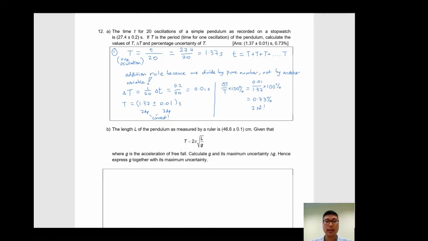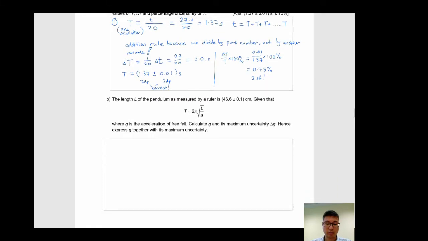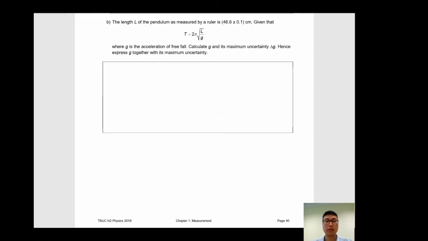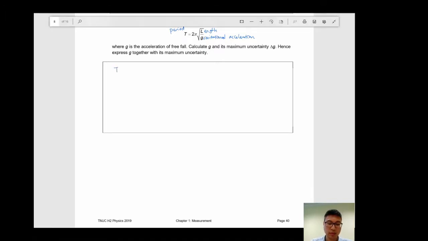Now let's take a look at the second part of question 12. Now, given that we have this equation that relates the period to the length and the gravitational acceleration, calculate g and the maximum uncertainty delta g. Now, the first thing that you must do is write the formula. So let's make it easy on ourselves by squaring both sides and then express the entire equation in terms of g. Now, you must do this, otherwise you might make a mistake. It's very easy to make a mistake if you don't do that.